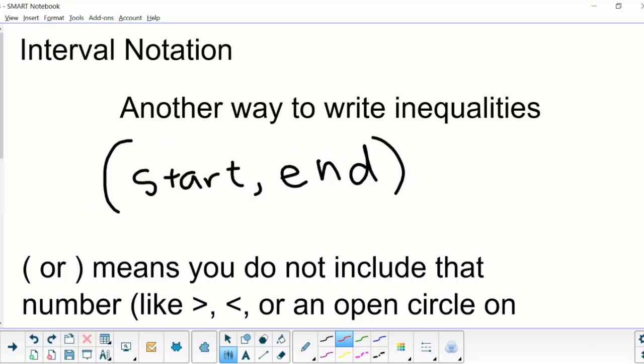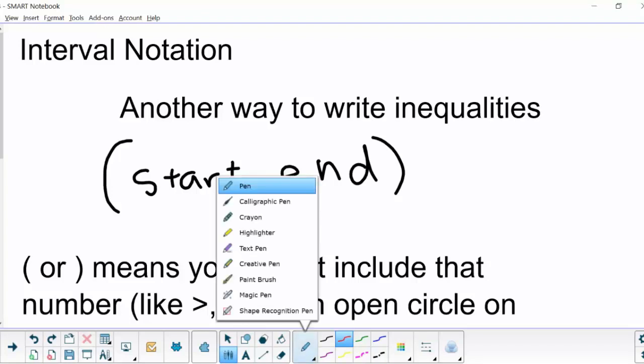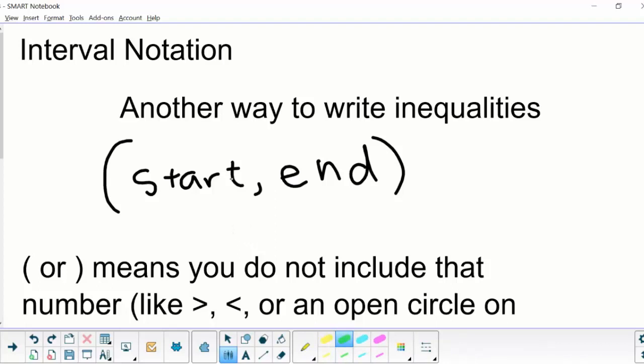So one of the other things we're going to talk about today is interval notation. We're going to start practicing writing things in interval notation. Hopefully by comparing it to inequalities and a number line, you'll see that these aren't too bad to work with. The basic way to write them is that you have a starting value and you have an ending value. And notice there's parentheses around it.